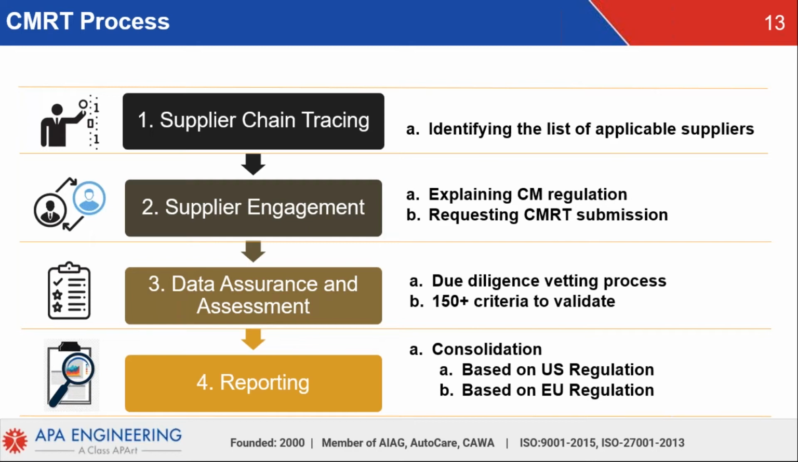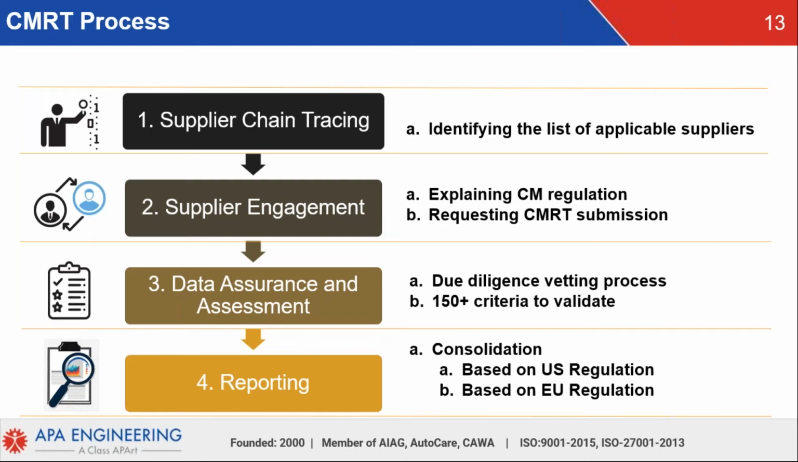The third one is due diligence or data quality assurance. Once you receive the CMRT from the supplier, you have to perform the due diligence as per the OECD guidelines and verify logically if all the questions from 1 to 8 and questions A to H, and even the smelters, are properly answered and logically interlinked or not. APA has made an exhaustive 150 plus checkpoints list to verify them.